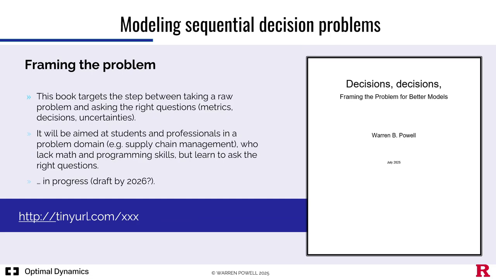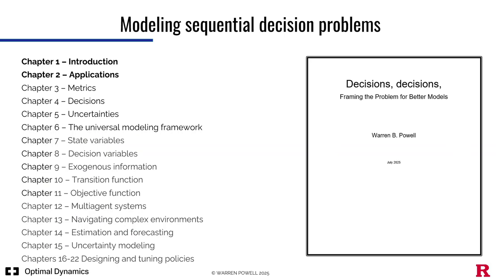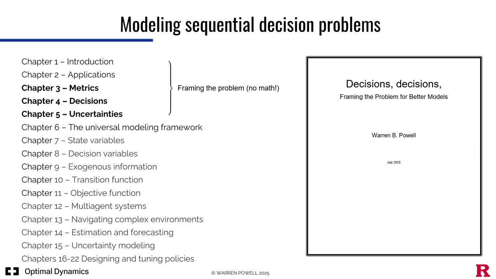Now, the book I'm very excited about now is the one that I'm writing right now. I'm calling it Decisions, Framing the Problem for Better Models. Now, this is a book that's sitting at that step in between the very real business problem and the universal modeling framework. After starting with an introduction, overview, and a series of applications, I'm going to have 3 chapters covering metrics, decisions, and uncertainty, drawing on and illustrated using the applications. And these first 5 chapters have no math. Okay, very important that this is that stepping stone between the real problem and the universal framework.